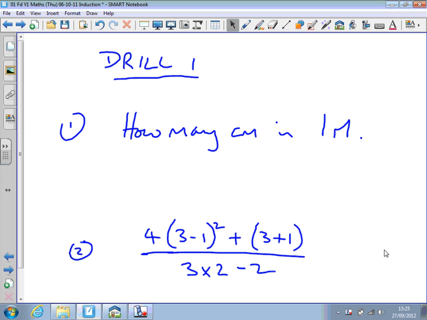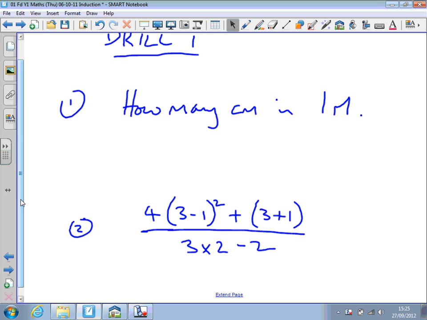So let's have a look at this first drill. How many centimetres in a metre? You need to know all those sorts of things, number of grams in a kilogram, etc. Remember what we were saying this morning about square metres and cubic metres, in fact. There are not 100 cubic centimetres in a cubic metre.